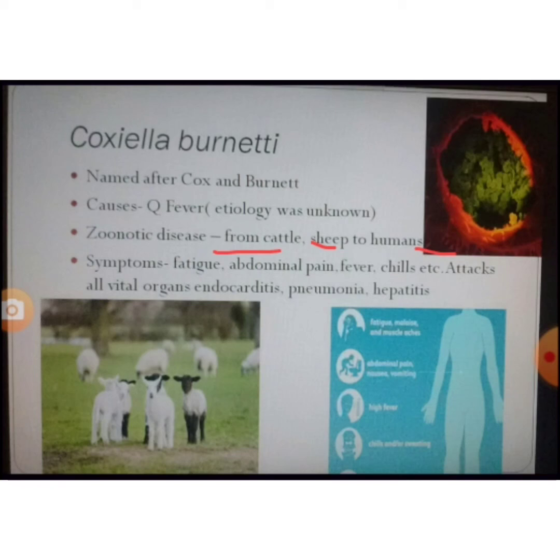Symptoms are fatigue, abdominal pain, fever and chills. Basically it attacks all the vital organs. It causes endocarditis, that is infection of the heart, pneumonia and hepatitis. As I told, this is a zoonotic disease. No tick or lice are involved here, no arthropods are involved, but it comes from animals, basically cattle. And this is how the organism looks.